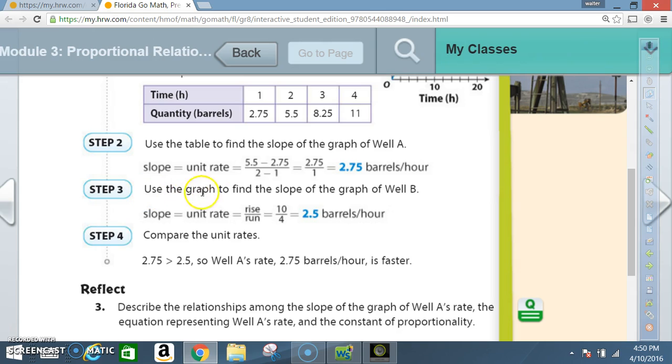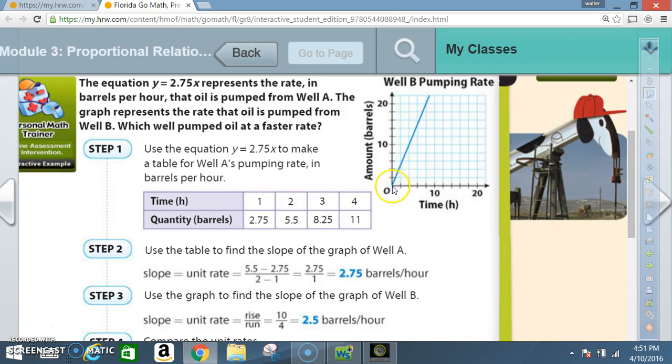Now step 3, use the graph to find the slope of the graph of well B. Slope is equal to the unit rate, which is the rise over the run. In this case, it's going to be 10 over 4, which is 2.5. Now let's show you how we got that 2.5, or the 10 over 4.